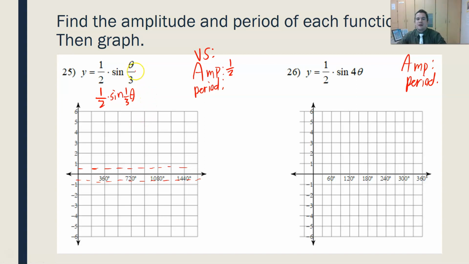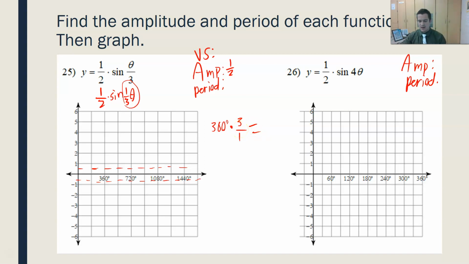What's my period? Well, this is sine of 1/3 theta, so in order to find the period, this is in degrees, I'd have to take 360 degrees divided by 1/3. Well, I don't like dividing by fractions, so I'm going to use copy dot flip, or keep change flip. So I'm going to keep 360 degrees, change this to times, and flip this fraction upside down. So 360 times 3, I believe, is 1080.